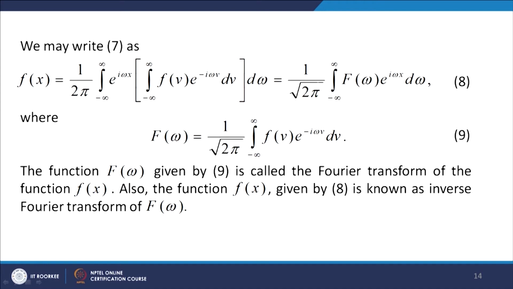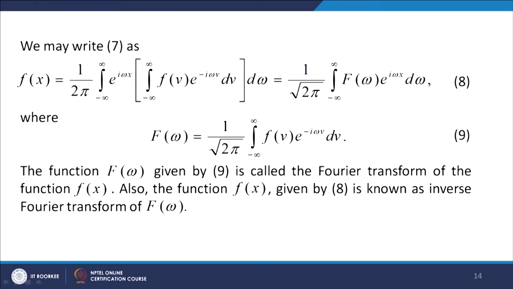Now, this can be written as 1 over root 2 pi integral over minus infinity to infinity F(omega) e to the power i omega x d omega, where F(omega) is defined as follows. The 1 over 2 pi I split into two parts: 1 over root 2 pi into 1 over root 2 pi. One 1 over root 2 pi comes with F(omega), and the other 1 over root 2 pi goes with the other remaining integral. So, F(omega) equals 1 over root 2 pi integral from minus infinity to infinity f(b) e to the power minus i omega b db. Now, this representation is called the Fourier transform of the function f.